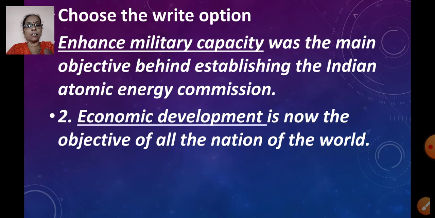So let's begin. Your first question will be choose the right option. So you will be getting fill in the blanks, choose the correct alternative. Options will be given to you and you have to click the correct option. So the first one, dash was the main objective behind establishing the Indian Atomic Energy Commission. So the answer is enhance military capacity.